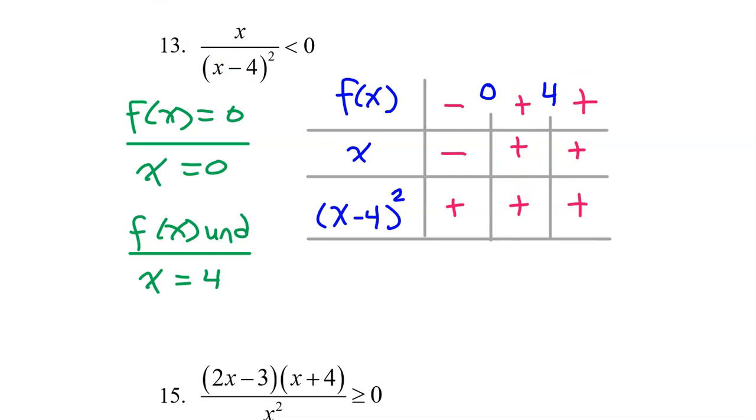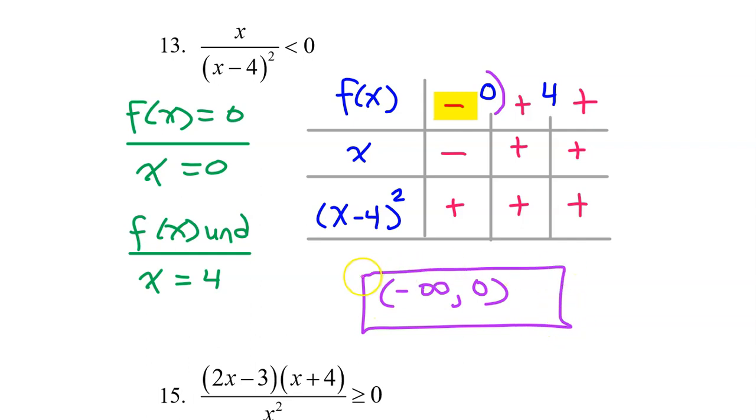We are looking for the values of x that will cause f of x to be less than 0. In other words, negative. Not equal to 0, so we will not include the 0 itself. We will show that 0 is not included by using a parenthesis. So this one interval goes from negative infinity to 0. So that's it.